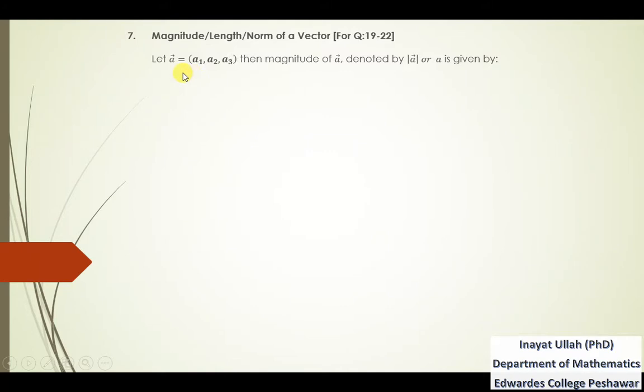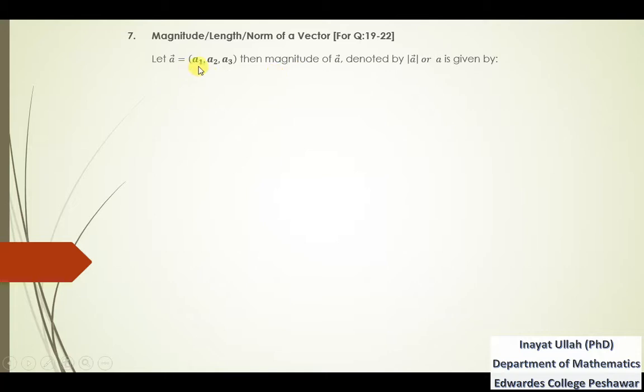Let's say we are given a vector A whose components are a1, a2, a3. This vector may also be a 2D vector. The magnitude of this vector A is denoted by absolute A, the magnitude of A. Or we may write the magnitude of A by removing the arrow from A to get simply A. So simple A can be used for the magnitude of a vector.